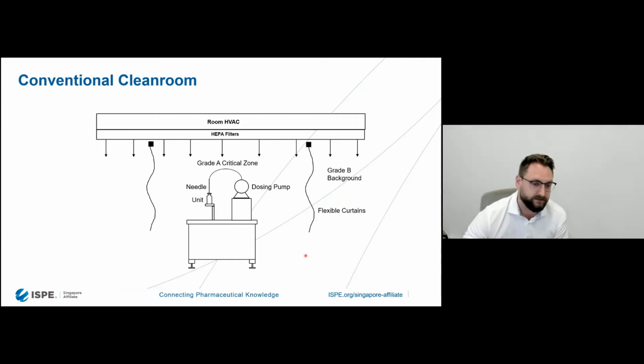So you can see, breaking down the concept a little bit more, we have the grade A room. The airflow is provided by the room HEPAs, and there's no barrier separating the operator from the critical zone. It's just generally the laminar flow curtains.